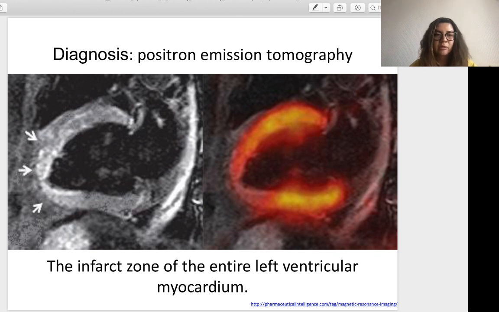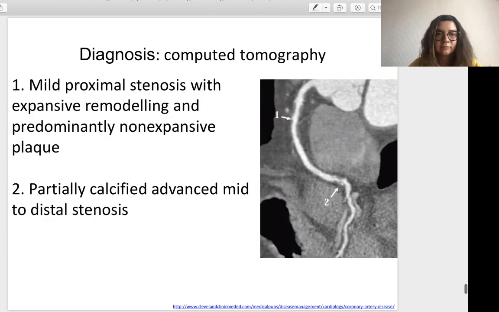You see by arrows, at the left it is MRI pictures, and by PET you see that it is decreased color in this place. There is no accumulation of positrons in the myocardial place. Diagnosing, let's continue. It can be done with computer tomography, with mild proximal stenosis with expansive remodeling and predominantly non-calcified plaque. Partially calcified advanced mid or distal stenosis.